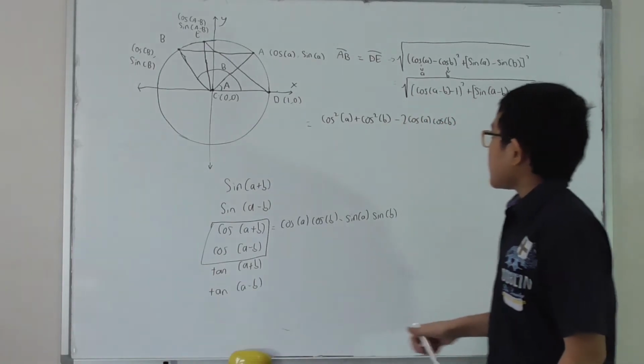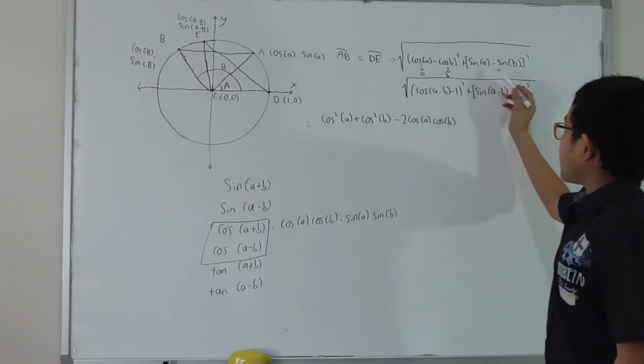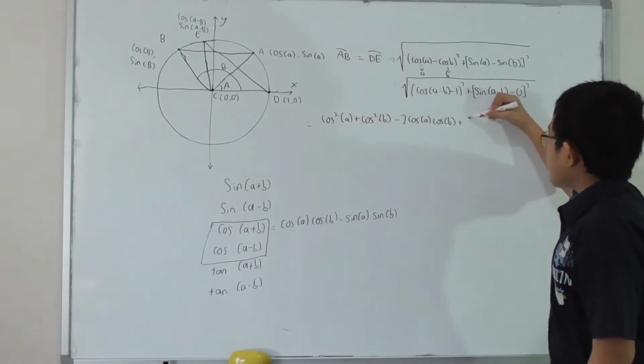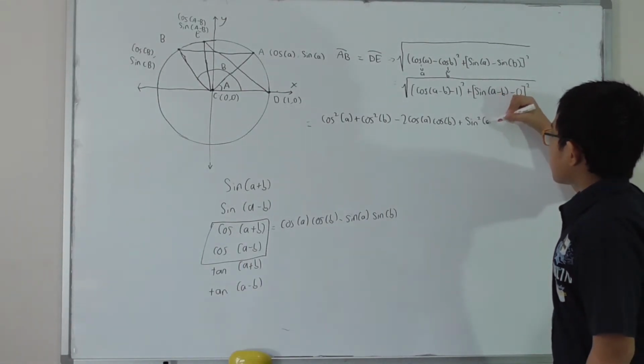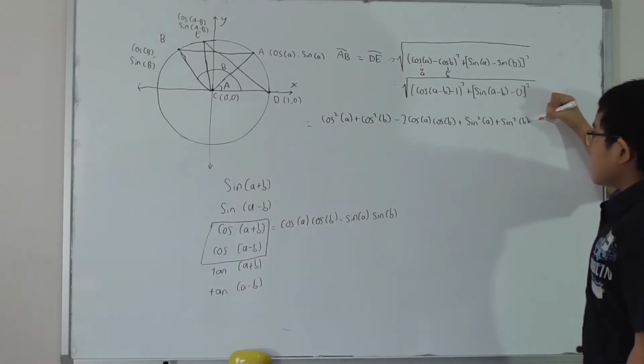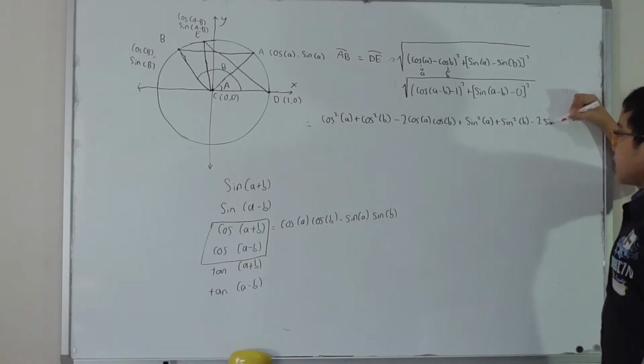And then we can put our sine of A minus sine of B squared. We just use the same formula. It's going to be plus sine squared of A plus sine squared of B minus 2 sine A sine B.